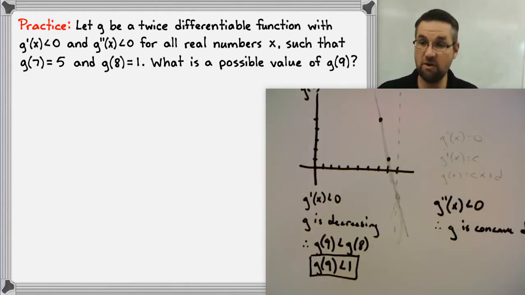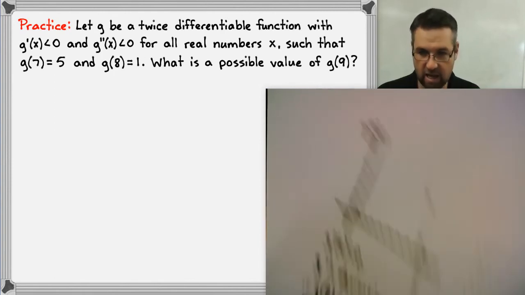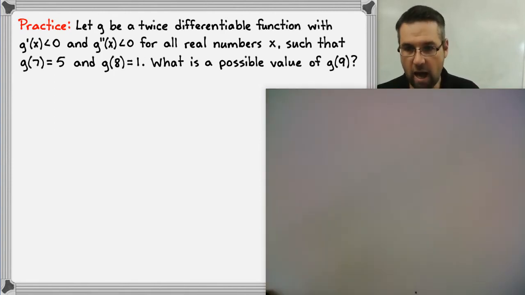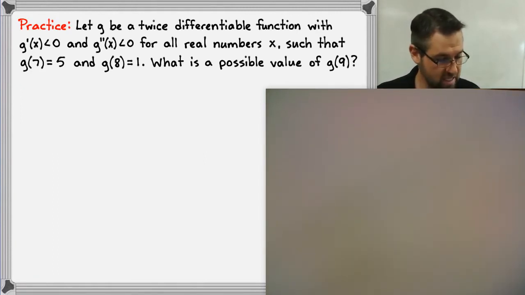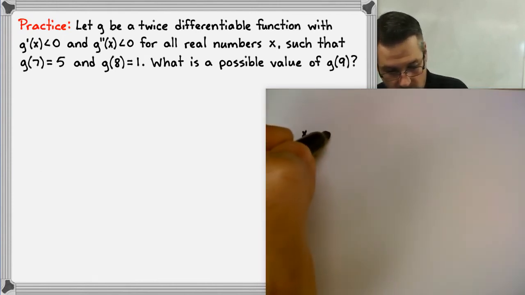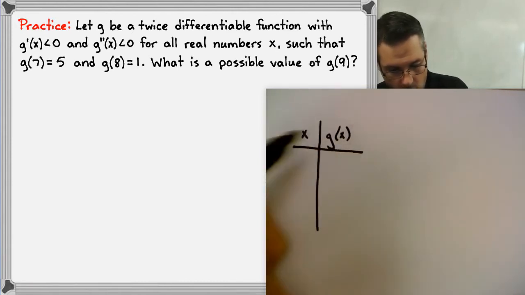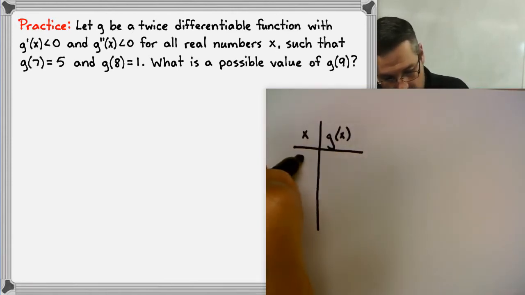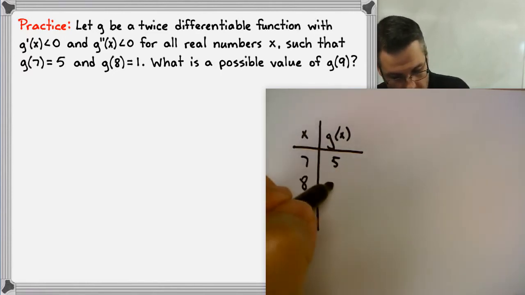Okay, this is very difficult to see graphically. There's a lot of little things that we could do that would cause it to go wrong. So what I would recommend is, instead of looking at it in a graphical approach, I would look at it in a numeric approach. In other words, I would use a table. So if I were to create a table here of X and Y values, or in other words, G of X values, okay, we know that G of 7 is 5 and that G of 8 is 1.